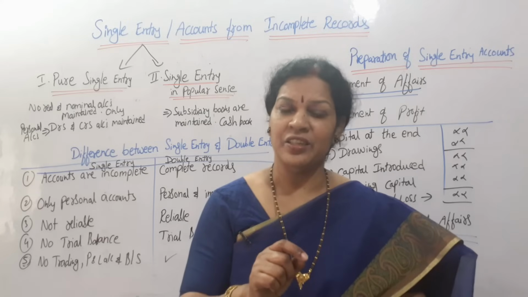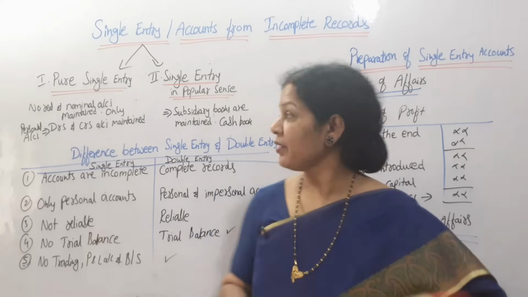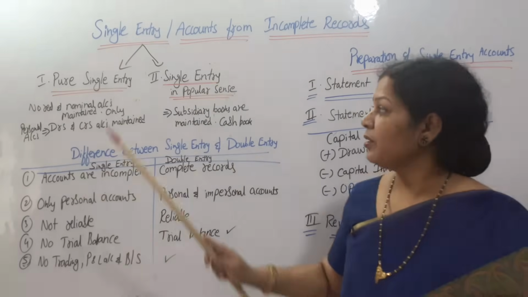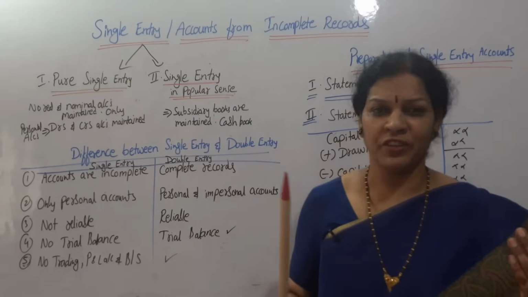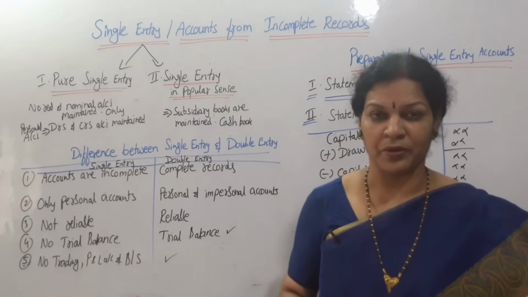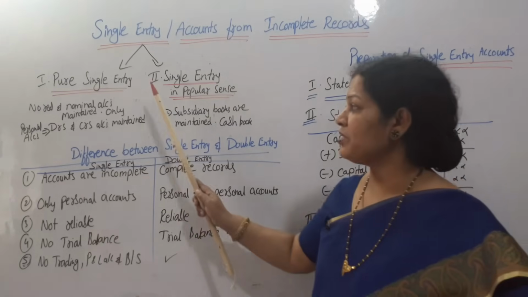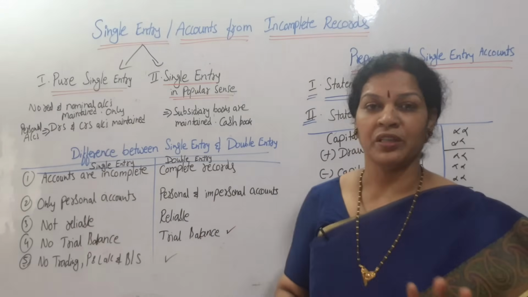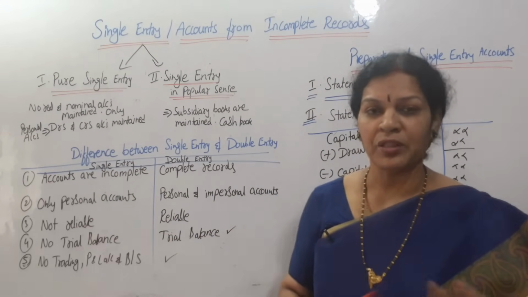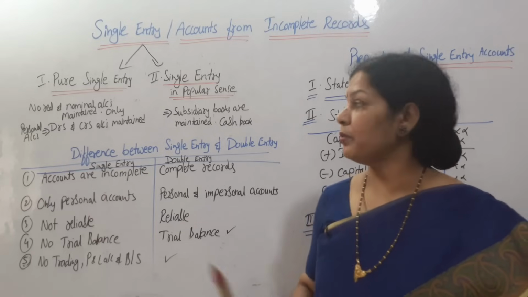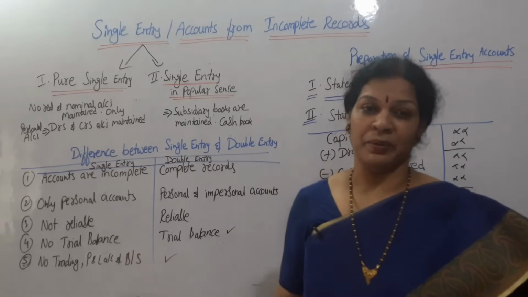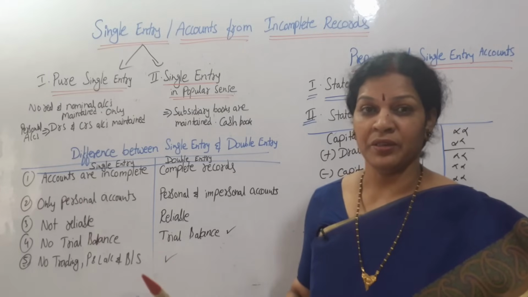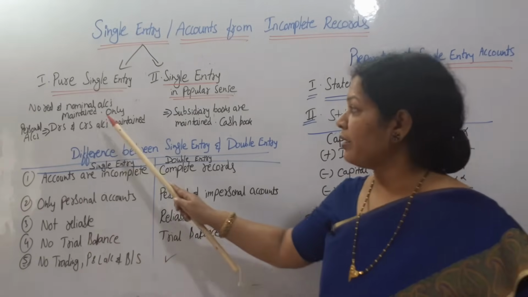In single entry, you can say there are two types. One is pure single entry. The other one is single entry in popular sense. Pure single entry system is very difficult to find and it is not much popular also. What does pure single entry system mean? Generally, no real and nominal accounts are maintained. They are totally ignored. Only personal accounts are maintained, like debtors and creditors accounts. No real accounts and also no nominal accounts.